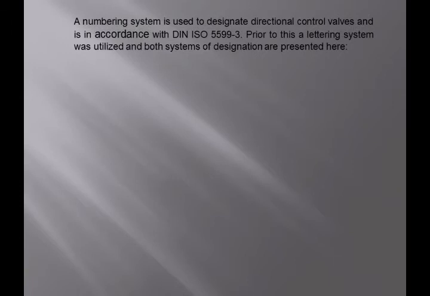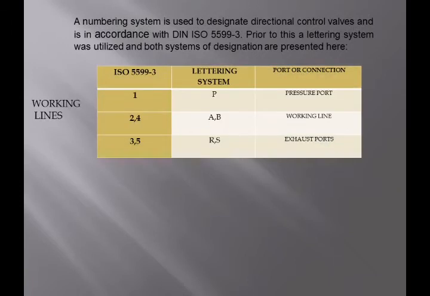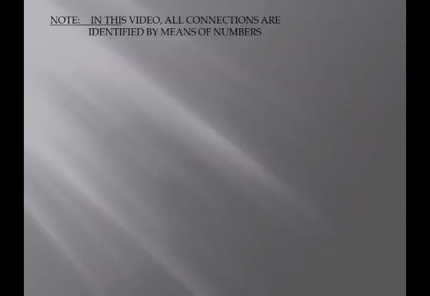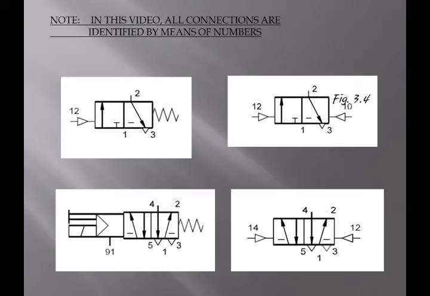A numbering system is used to designate directional control valves and is in accordance with DIN ISO 5599-3. Prior to this, a lettering system was utilized, and both systems of designation are presented here: working lines, pilot lines. In this video, all connections are identified by means of numbers, just like the symbols below.